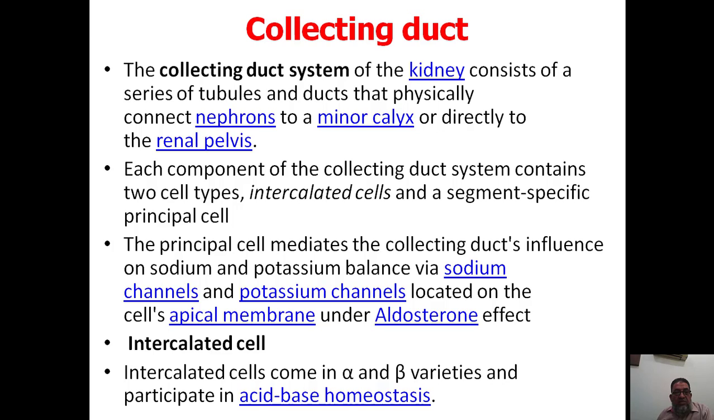Intercalated cells come in alpha and beta varieties and participate in acid-base homeostasis. So they are concerned with the acid-base controlling mechanism, homeostasis, and these are the cells of alpha and beta variety that participate in the acid-base homeostasis.